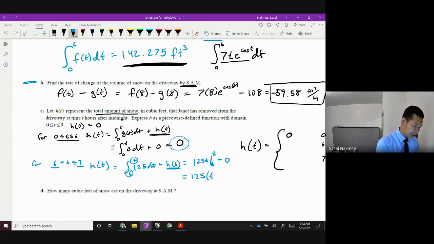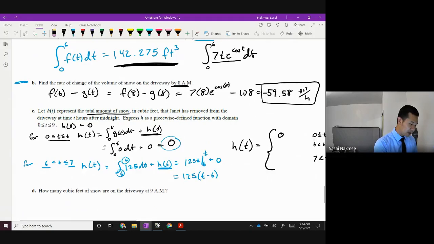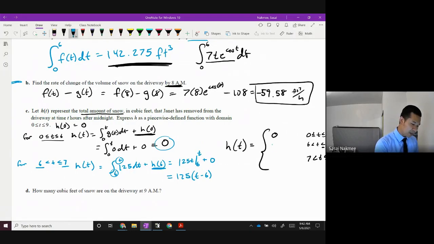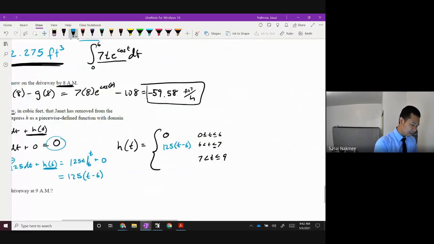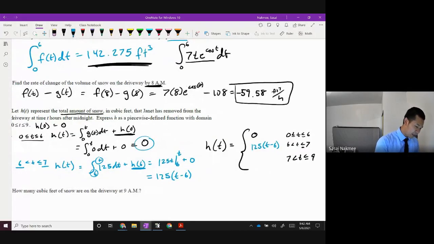I'm going to leave it like this. Hopefully, you guys don't mind. That's going to be it. The function from 6 to 7 is going to be 125 times 6 times T minus 6. Let me show the work all the way through here.